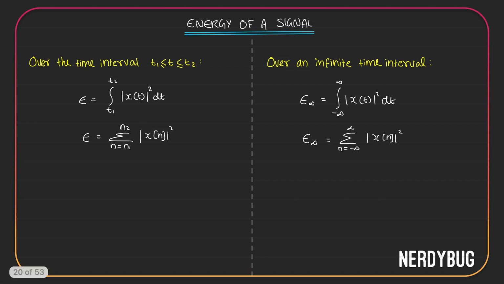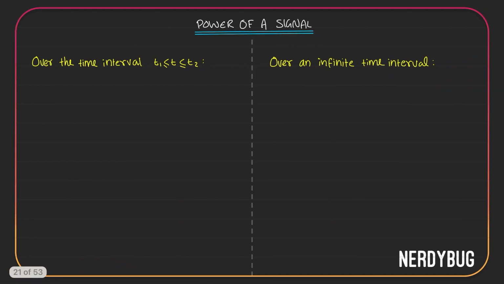Another important property of a signal is the power. Power also can be defined between a time interval t1, t2. For discrete, it will be between n1 and n2, or over an infinite time interval. Now, we know power is actually the time average of energy. So we can easily write power. You have to take energy, integral t1 to t2, mod of x of t whole square dt, then divide it by the time interval. Time interval is t2 minus t1.